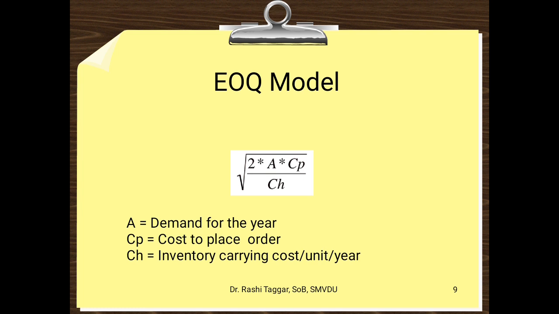This EOQ model, it is also known as the Wilson EOQ model. Although it was developed by Harris in 1913, but it was used and publicized by Wilson, and that is why it has got its name, Wilson EOQ model. So you can calculate the optimum value of the inventory which needs to be ordered or kept in the system by using this formula. So let's solve one question.